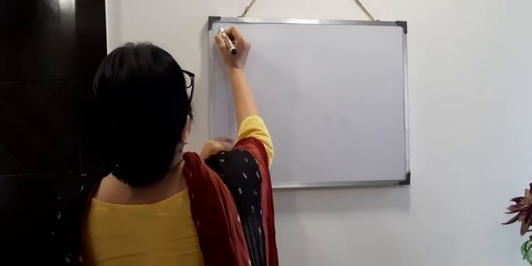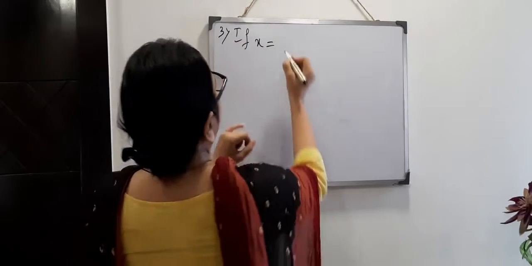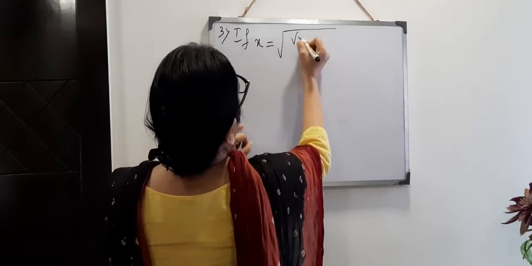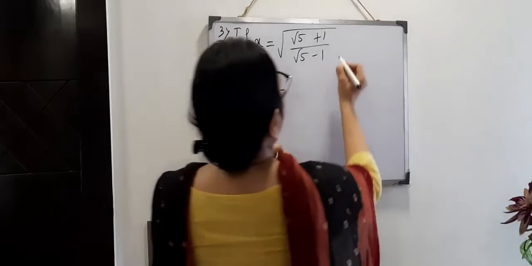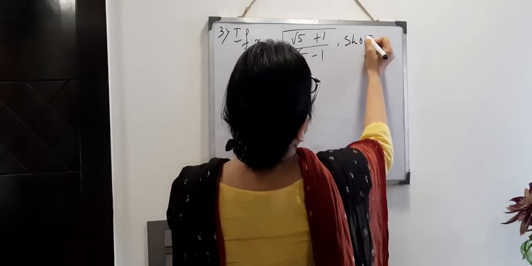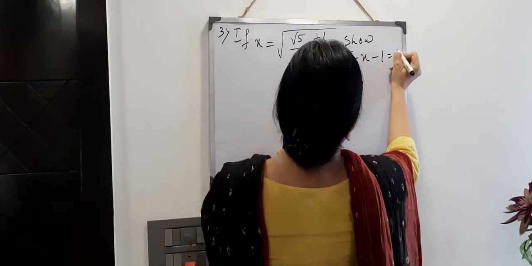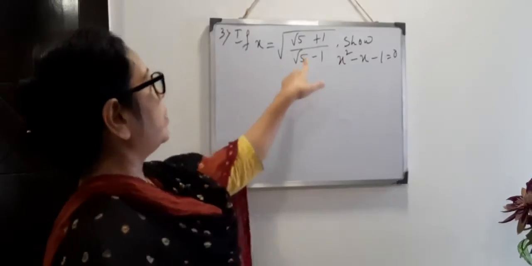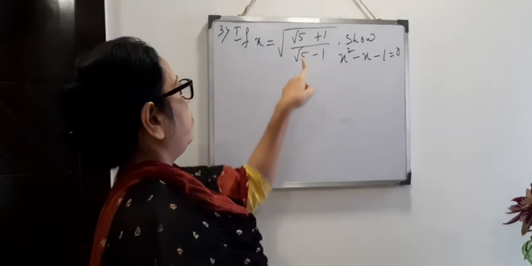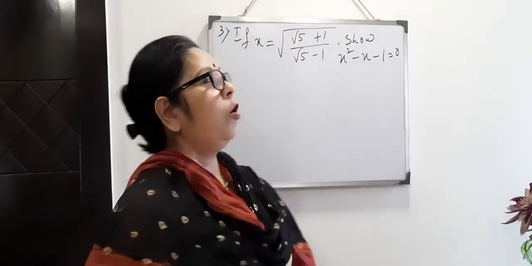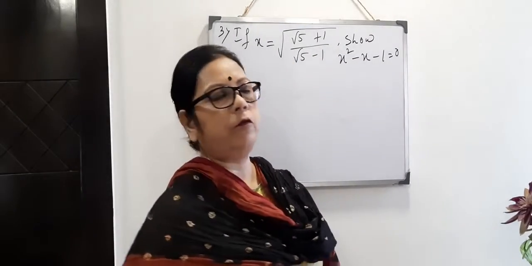Number 3 is given. If x equals to this, then show that x square minus x minus 1 equals 0. Given x equals to this, you have to show that. Now it will be easier for you if, before squaring both sides, we first rationalize this. Clear? Then it will be easier for calculation.